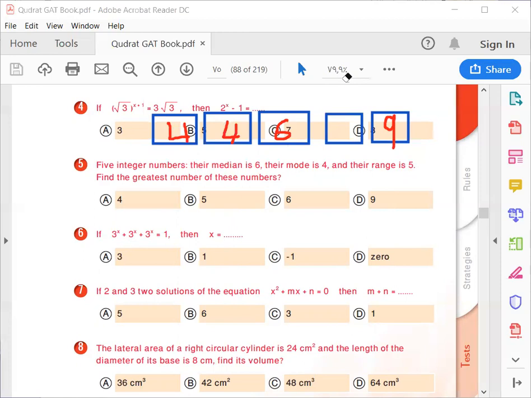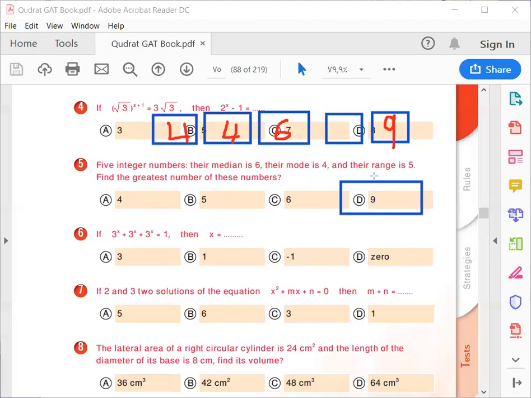What about the question? He asked me to find the greatest number of these numbers. So the greatest number is 9. So the answer is 9, right? So this question number 5 is a nice question.